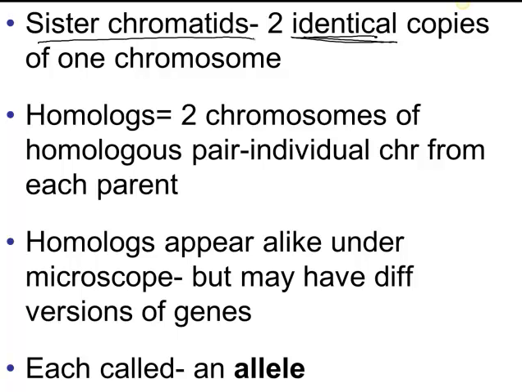Now, homologs are the 2 chromosomes of a homologous pair. The individual chromosomes are from each parent. Remember, if the father has given you 23 chromosomes, and the mother has given you 23 chromosomes, the F1 of the father and the M1 of the mother would be homologs.